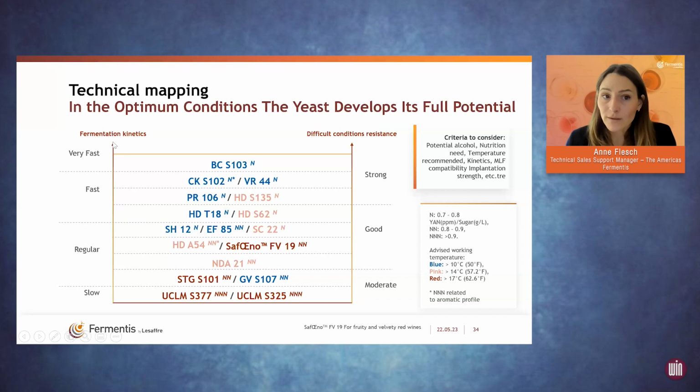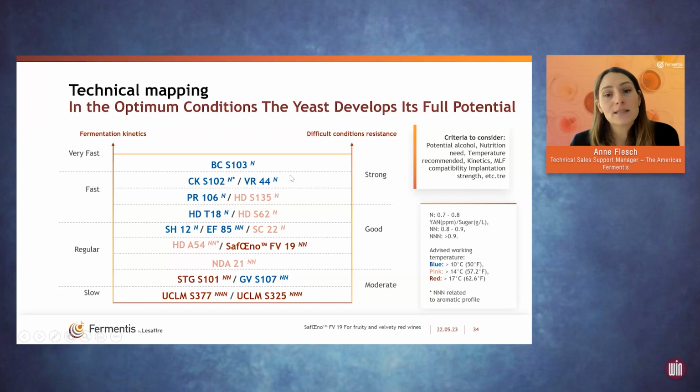So here is, for example, for our portfolio, how we ranked our yeasts from slow fermenter to fast fermenter and how resistant they can be to conditions from moderate to strong. So if you're looking for a fast fermenter that can handle as low a nutrition program as possible, you're going to want to be on the top part of this chart: BCS103, VR44, for example.